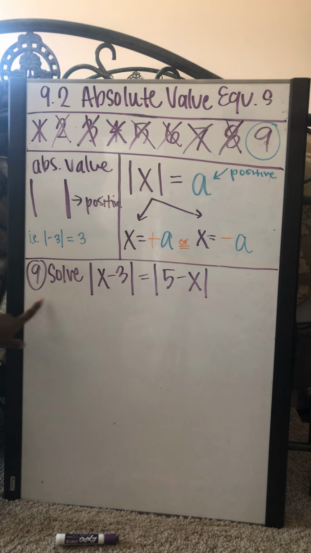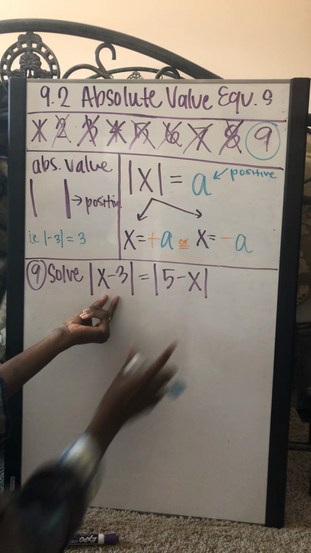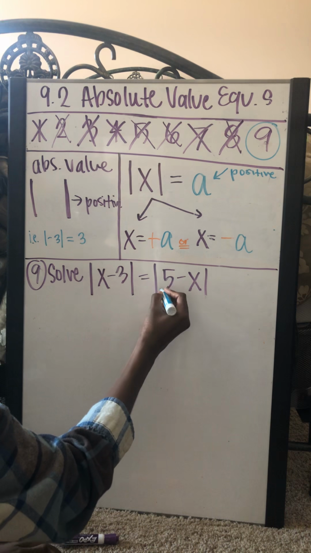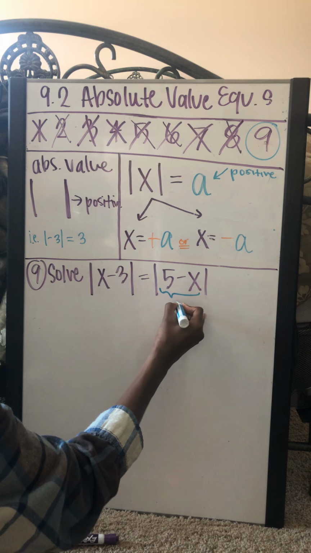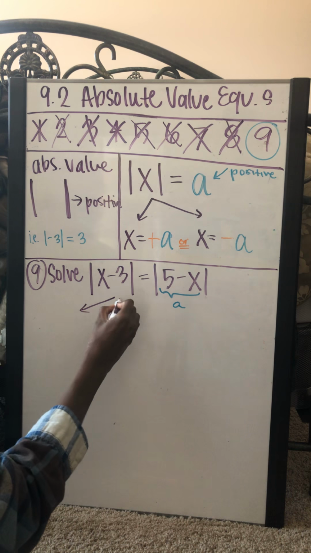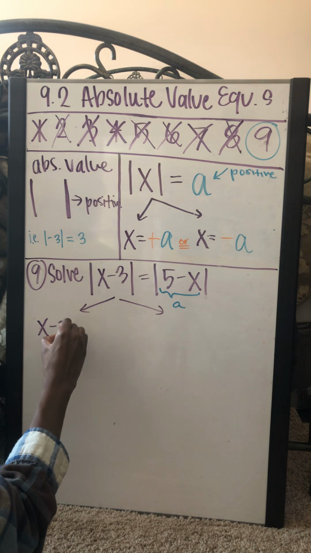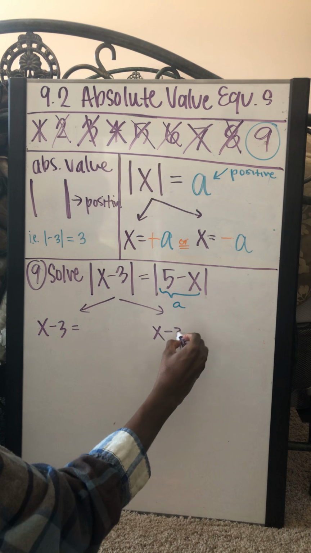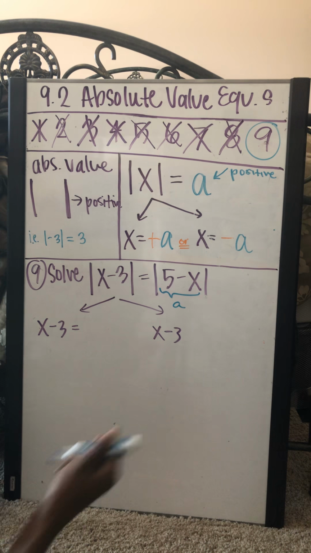Last problem, guys. So example 9 looks very similar to 8, so we're going to do the exact same thing. We have absolute values on both sides, so we're going to take the inside of this right-hand side and let that be our A. And then we're going to take the stuff on the inside on our left-hand side, write it twice, and set it equal to the positive A and the negative A, okay?